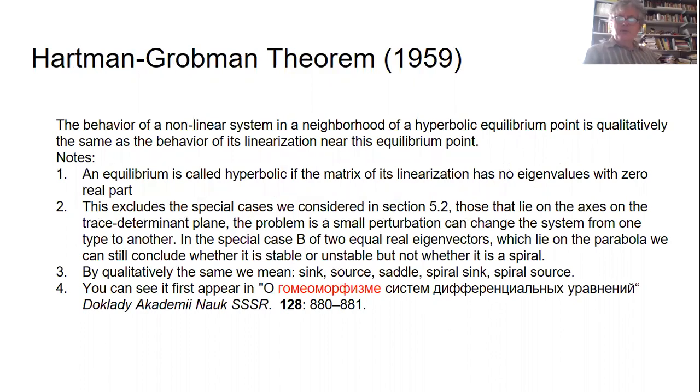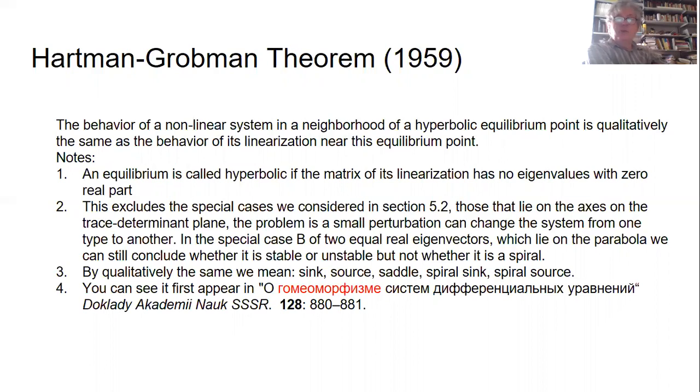Okay, so the first important technical theorem is the Hartman-Grobman theorem. It's just from 1959, so compared to the math that you usually learnt in an undergraduate course, this is pretty recent. And that theorem says that the behavior of a nonlinear system in a neighborhood of a hyperbolic equilibrium point is qualitatively the same as the behavior of its linearization near this equilibrium point.